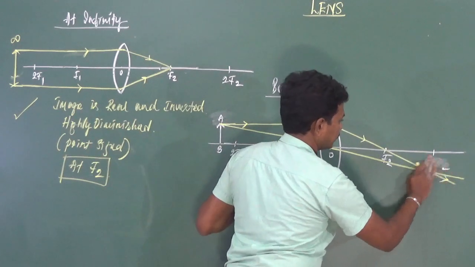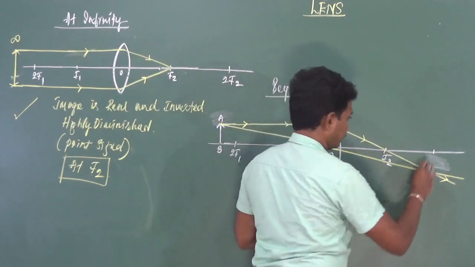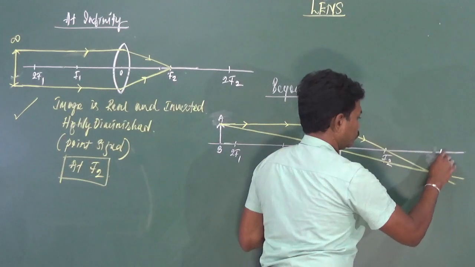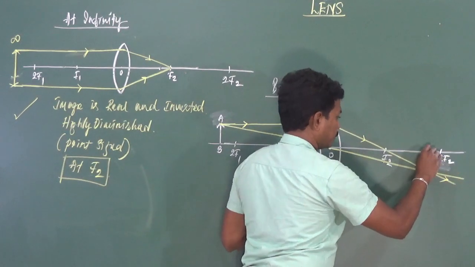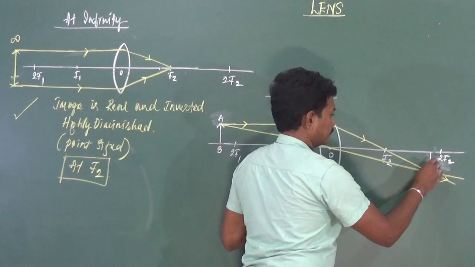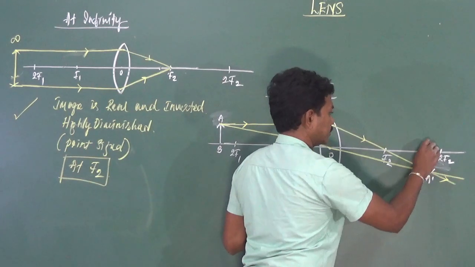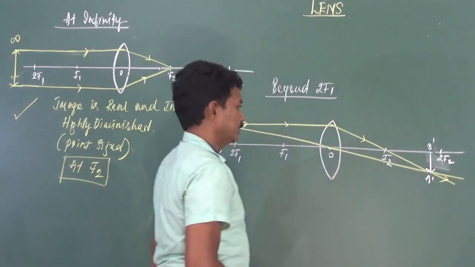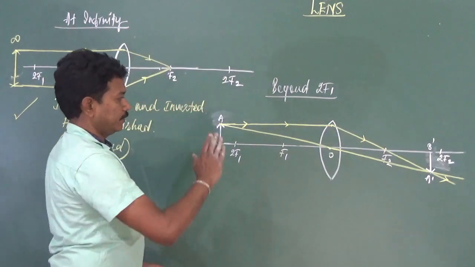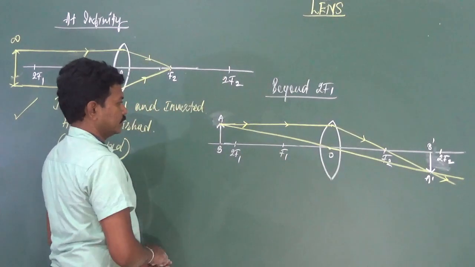So if it is 2F2, the image is formed at this point. This is A dash and this is B dash. So the image is formed between F2 and 2F2. So this is what happens.